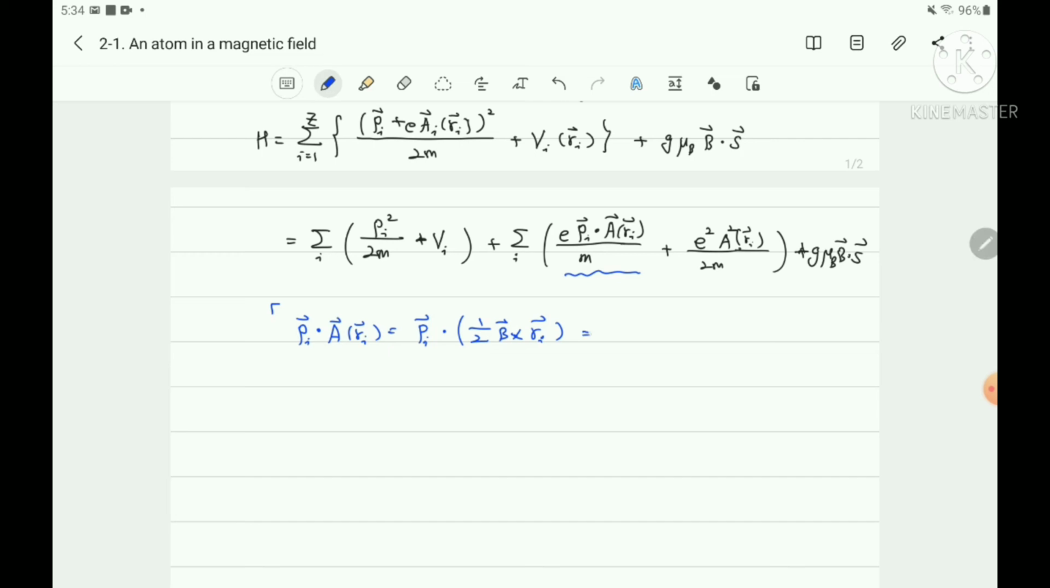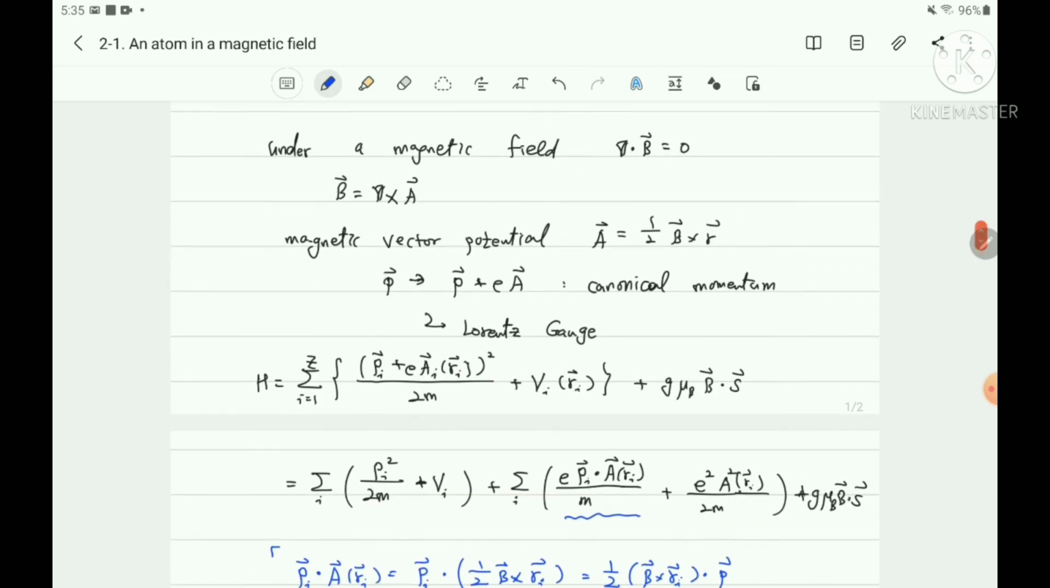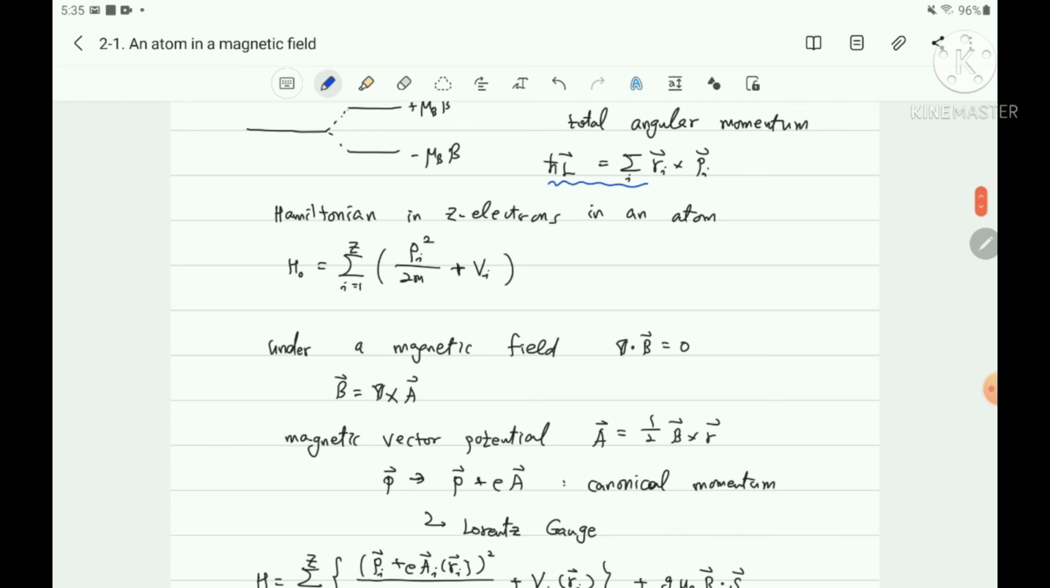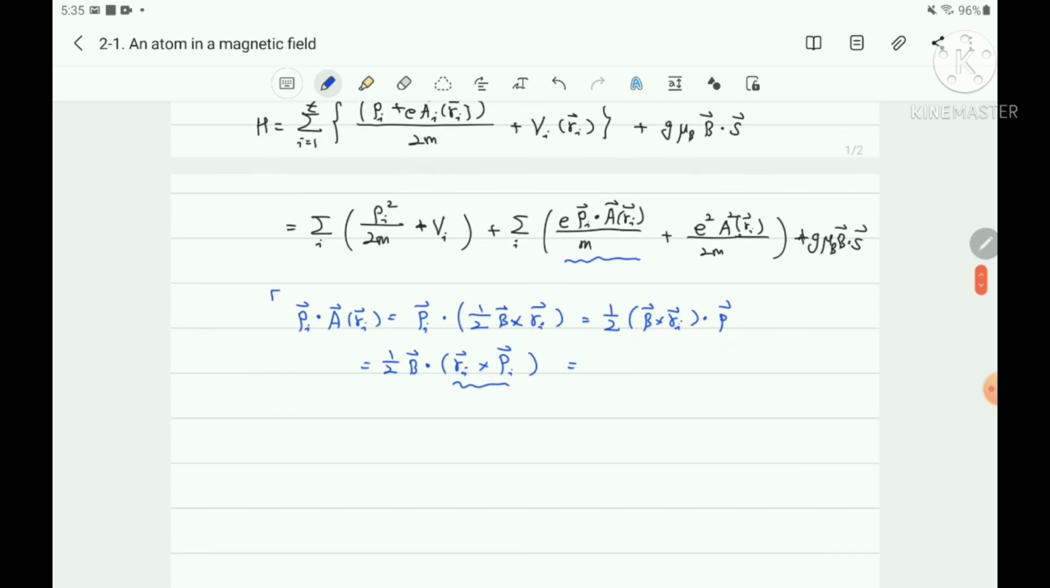And here, because the dot product and cross product can be exchanged, therefore 1/2 B cross r_i dot p_i is 1/2 B dot r_i cross p_i. As you know, it is angular momentum. Therefore, angular momentum is represented here like this. Total angular momentum has this relation. Therefore, it is half, h bar over 2, B dot L.